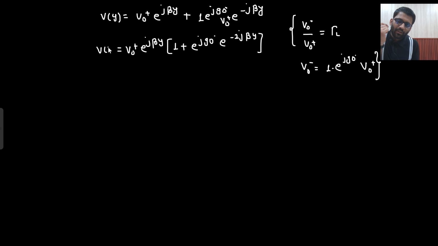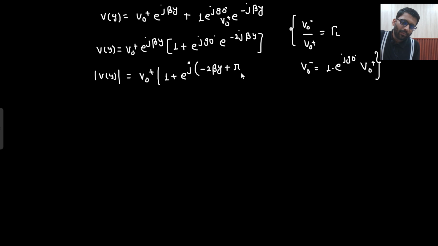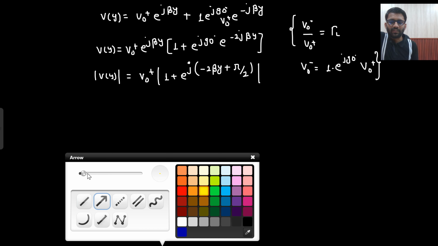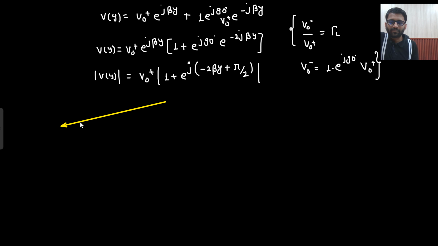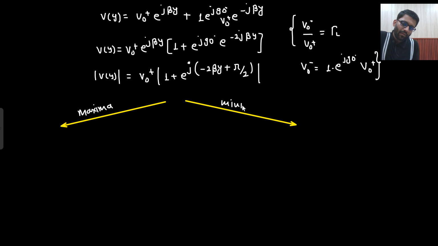So if I calculate the magnitude, what is the magnitude we are getting? This kind of analysis we have already done when we were studying our EM wave. So that's why it is very easy for us. e to the power j, now minus 2 beta y plus pi by 2, right? Minus 2 beta y plus pi by 2. Now I need to find the maxima and minima.